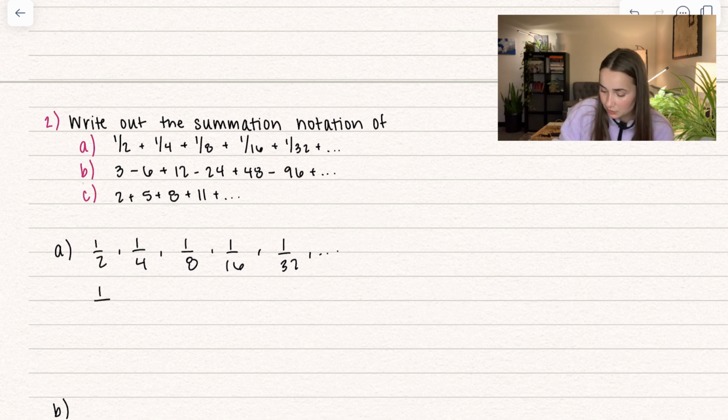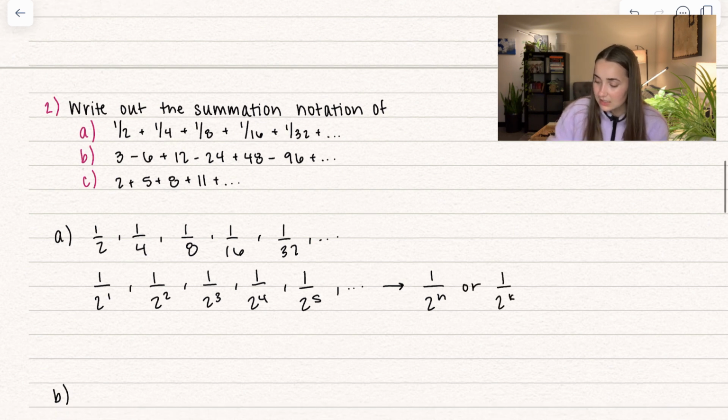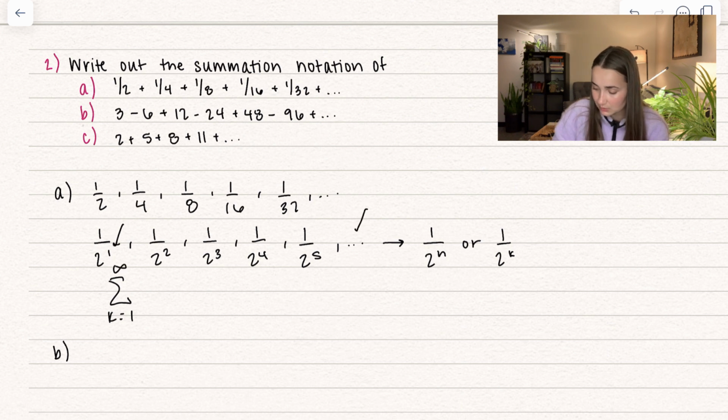So this, if I was trying to find a formula, I would rewrite it as 2 to the power of, whatever down here in the denominator. So that's 2 to the power of 4, 1 over 2 to the power of 5. And so I know my explicit formula is going to be 1 over 2 to the power of n, or whatever notation you like, 2 to the power of k. So if I want to write this out as a summation, we have k starting at 1 because that's our first exponent, going all the way to infinity because we go on forever, and then you fill it in with your explicit formula, so 1 over 2 to the k.